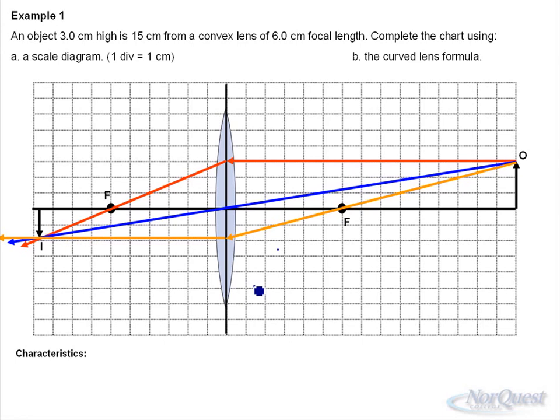So what we can do is now list the characteristics. It's an inverted image, it's smaller so it's diminished, and it is real on the other side of the lens. It's a real image. Little different than mirrors. Behind the mirror we always had virtual images. But remember with lenses, the light actually passes through the lens. It gets bent as it passes through.